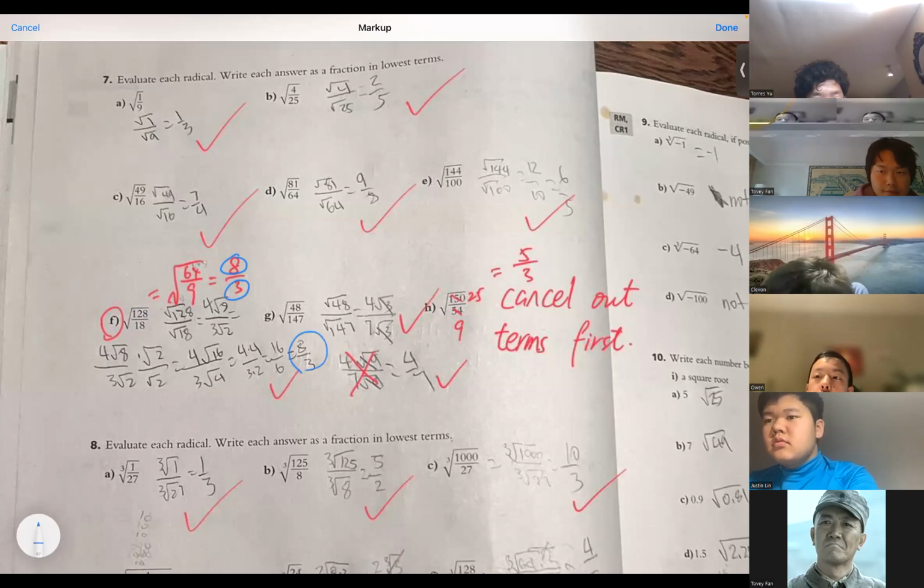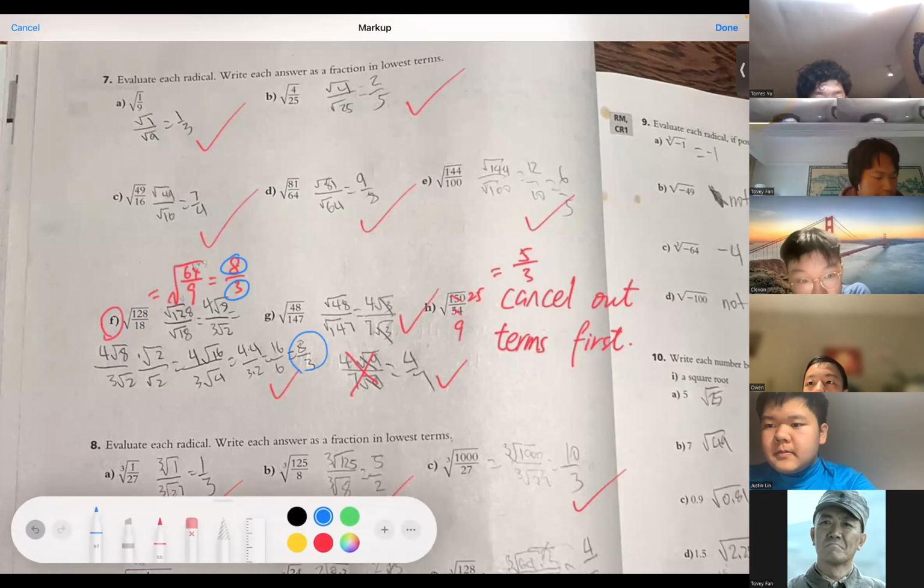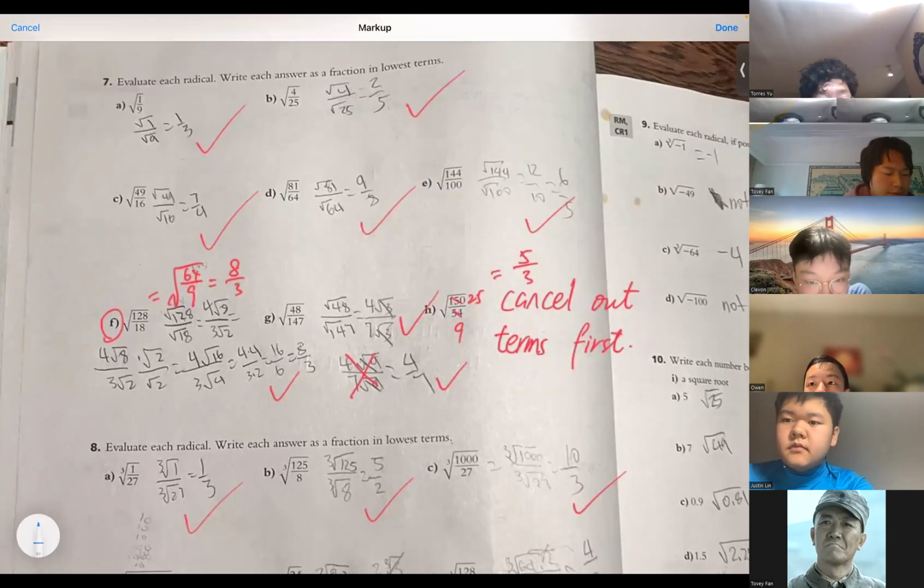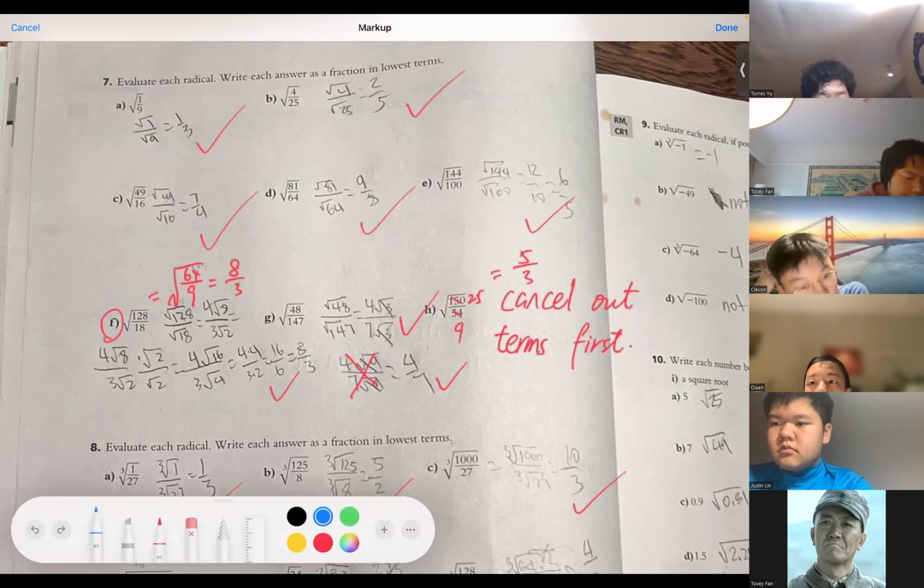So Clavon, that makes sense? Cancel out terms first, okay? Owen Torres, that makes sense? Okay, Justin, you got a full mark, but make sure you know this. For G, Clavon, you actually got it wrong at this step, but anyway, if you cancel all terms first, that'll be easier.